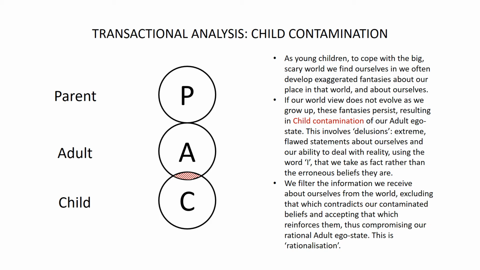When experiencing child contamination, we filter the information we receive about ourselves from the world, excluding that which contradicts our contaminated beliefs and accepting that which reinforces them. In this way, the rational, grown-up operation of our adult ego state in the here and now is compromised. This process is known as rationalization. When we rationalize, child contamination can be sustained indefinitely unless appropriate therapeutic work takes place.